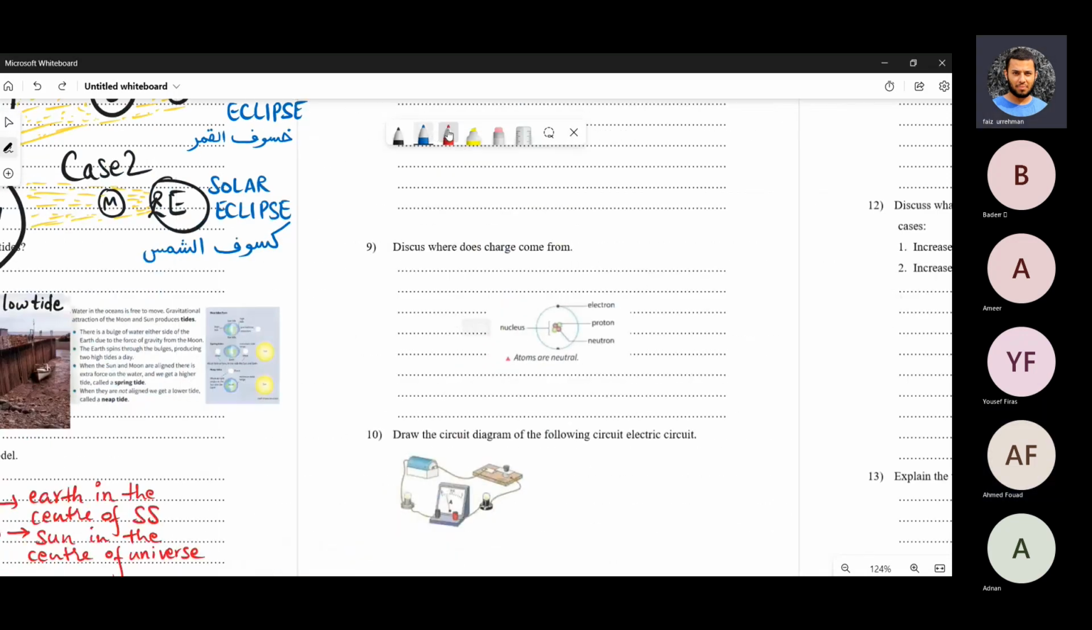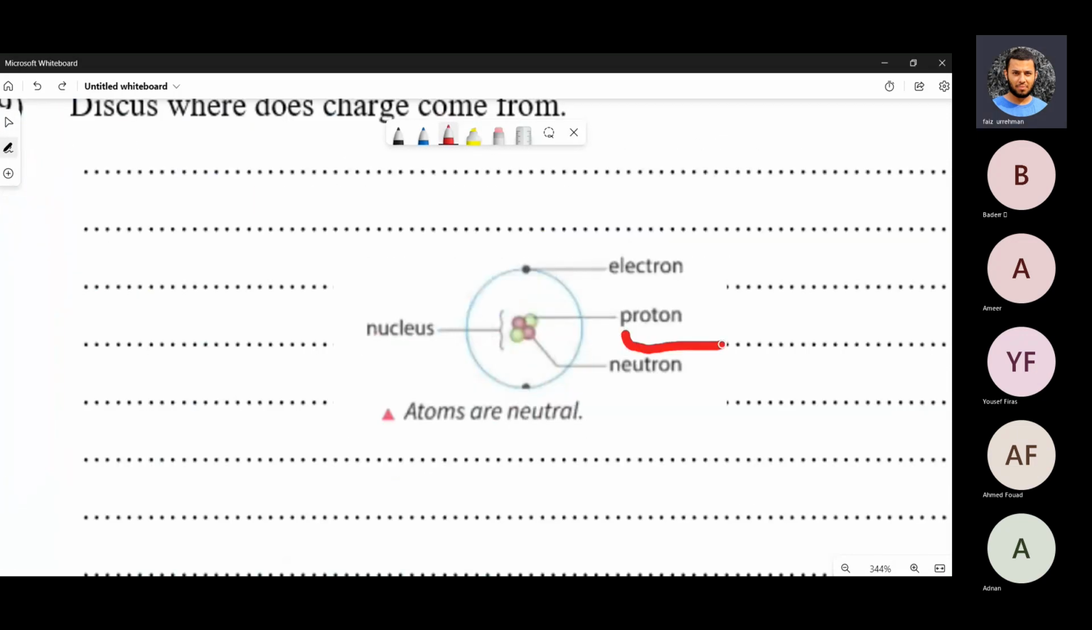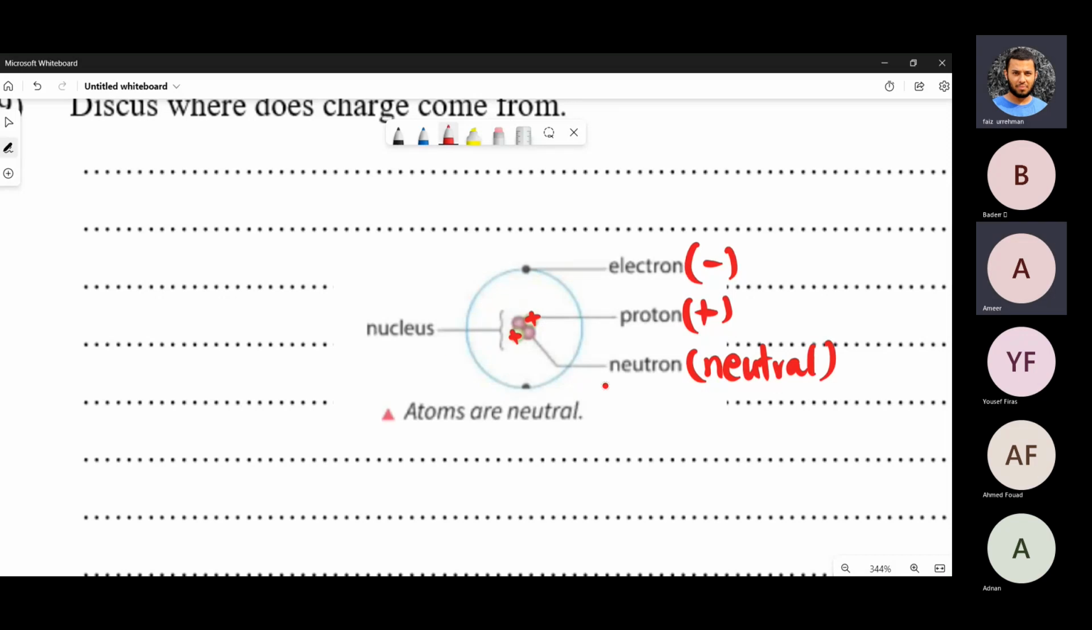Okay. So, as the name suggests, what charge does a proton have? P for proton, P for positive. N for neutron, N for neutral. So when you know these two, the remaining is the negative electron. You understand? Protons are positively charged, and neutrons do not have any charge. They are neither positive nor negative.